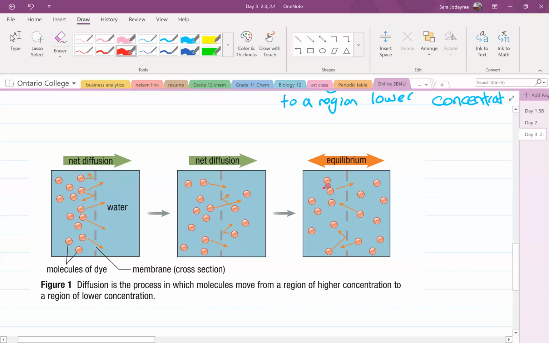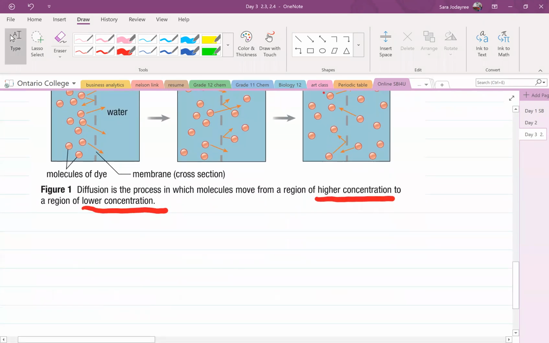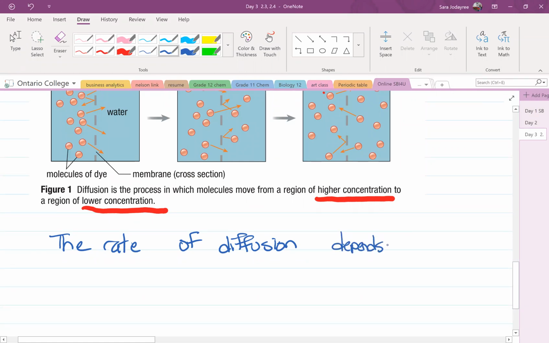Okay, so what happened here? My molecules moved from a region of higher concentration to a region with lower concentration. Now the rate of diffusion depends on the concentration difference.